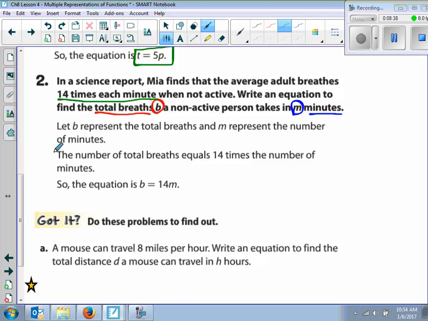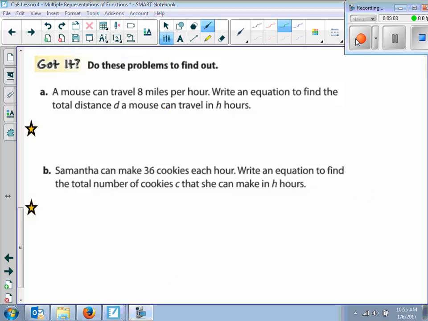And so here is where we have that important information. The number of total breaths equals 14 times the number of minutes. So now we can change that to an equation. So the total breaths equals 14 times, so 14 times the number of minutes. And there it is right there.